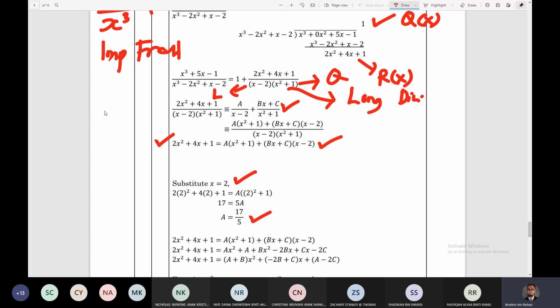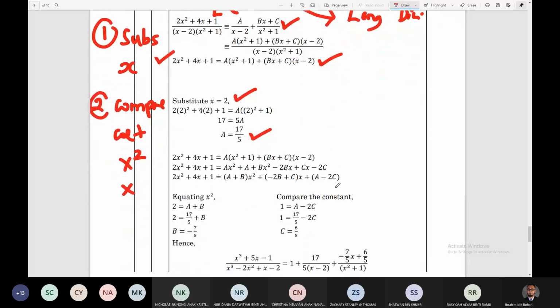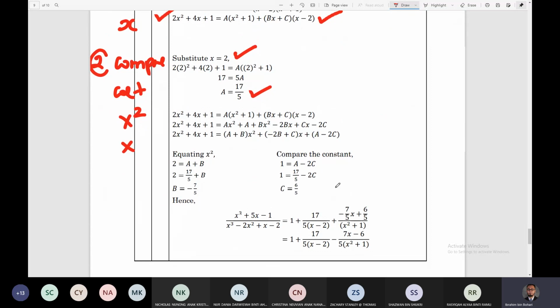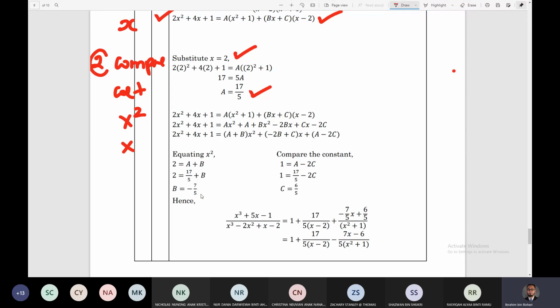Okay, ini macam biasa. You punya first step here, you punya substitute the value. Okay. And then step 2, baru you compare the coefficient. Okay. So you compare the coefficient of x squared. So value of b here equals negative 7 over 5. And then you compare the constant, c here equals 6 over 5. Okay, dapat jawapan. Yeah. Then answer here equals 1 plus 17 over 5(x minus 2) minus (7x minus 6) over 5(x squared plus 1). Jawapannya sampai sini.